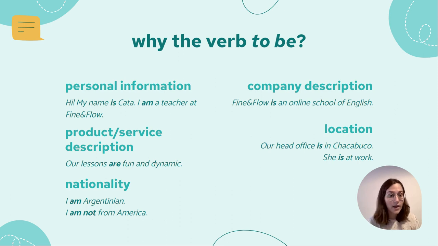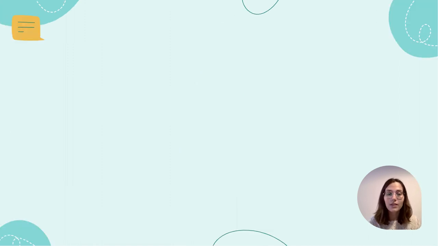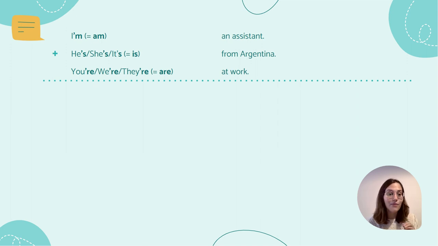So now that we know when we use it, let's explore how we use it and take a look at its form. In the case of the verb to be, the same verb takes three forms for the present simple. It becomes am, is, or are, depending on the subject. In the case of I, it is am. I am. I'm an assistant. I say with he, she, it, is. He's from Argentina. And with the last set of pronouns, you, we, and they, the verb to be becomes are.